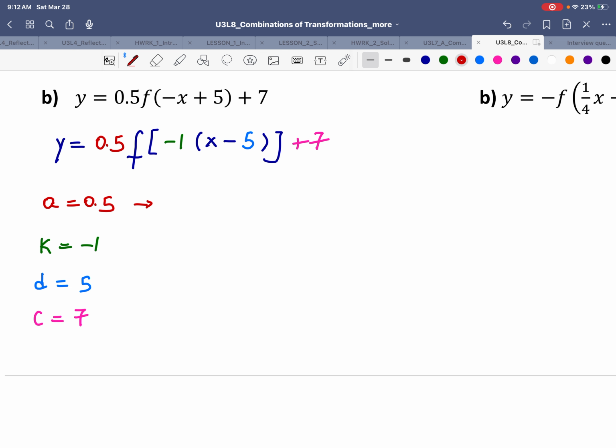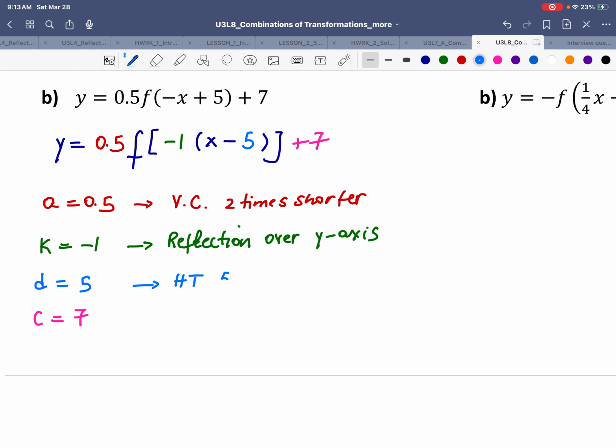So this will be a vertical compression by a factor of 2, so 2 times shorter. Next, we have reflection of the x values, which happens over the y-axis. And again, it's very important that all the transformations are stated in order. So d equals 5 makes this a horizontal translation of 5 to the right. And c equals 7 makes this a vertical translation of 7 units up.